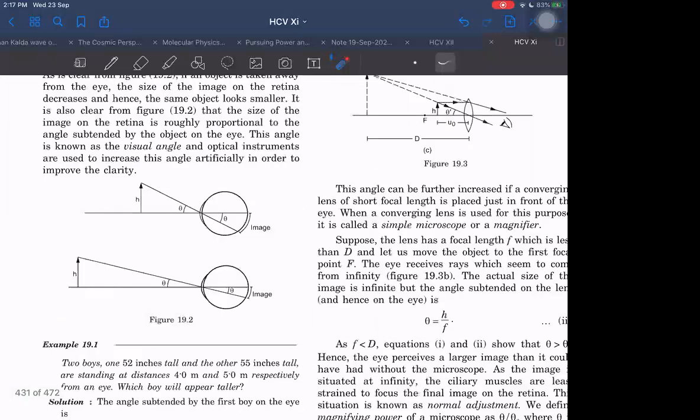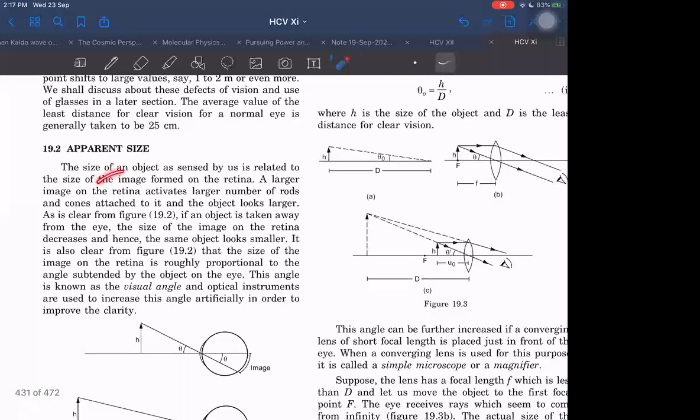So the size of an object as sensed by us is related to the size of the image formed on the retina. If we see that some object appears larger or smaller, that depends on how much angle it subtends in our eye, on the retina of the eye. Theta angle here, theta angle here. So that much will be the image formed here.